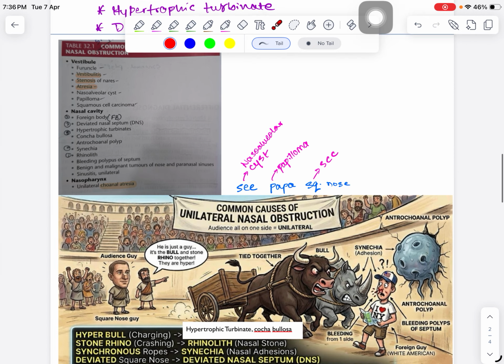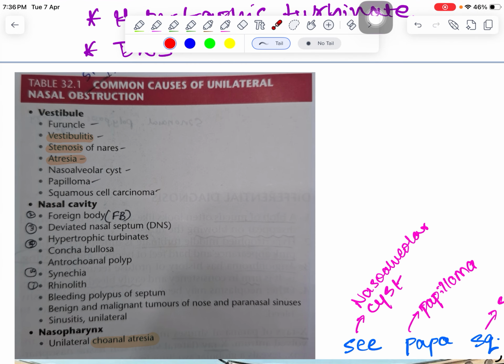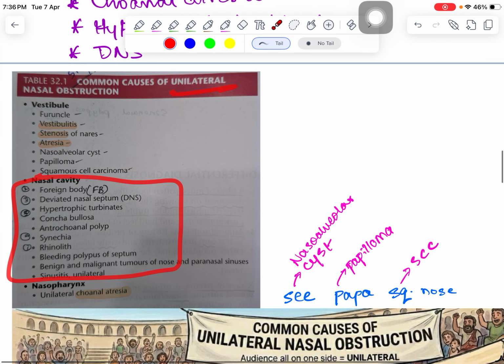Come here. Now we will remember based on the vestibule, nasal cavity and nasopharynx. We have discussed vestibulitis, stenosis and atresia. Now what is special is a furuncle. Furuncle means this is the vestibule, these are the hairs here. The infection of these hairs is called a furuncle. So that is also an extra cause. And then nasoalveolar cyst, papilloma and squamous cell carcinoma. And there are some causes in the nasal cavity as well as unilateral choanal atresia as we have discussed. Now you have to remember these extra causes for unilateral nasal obstruction. How do you remember?